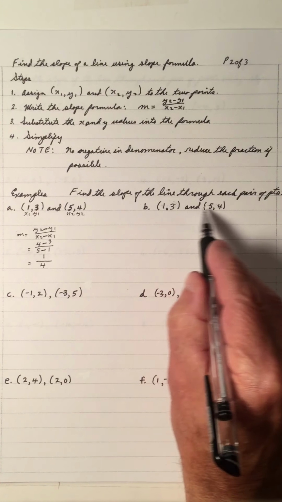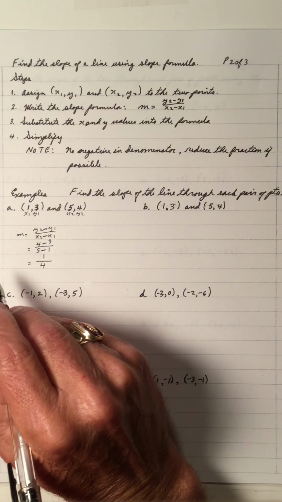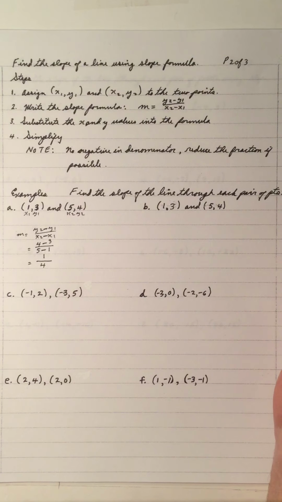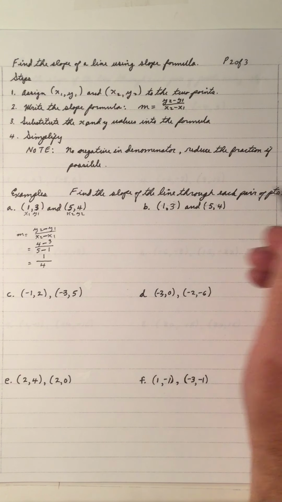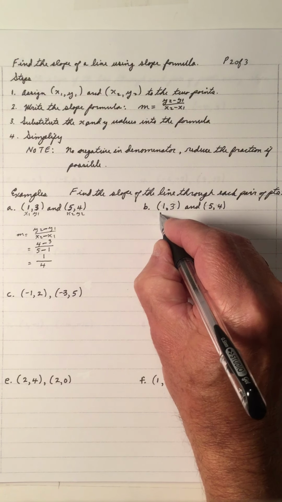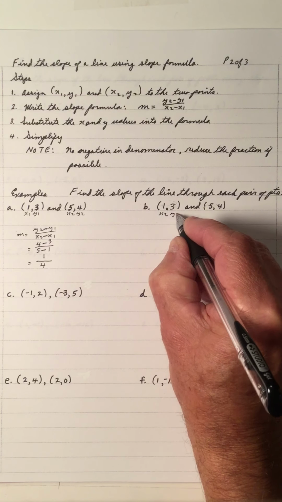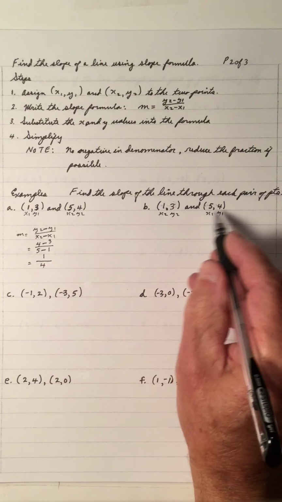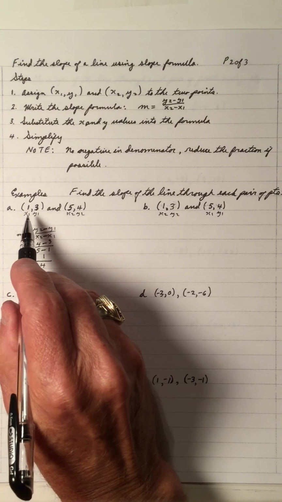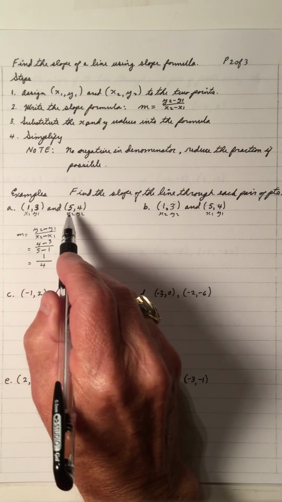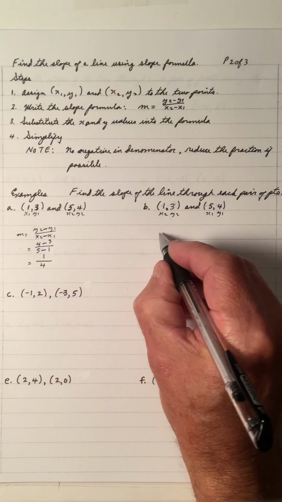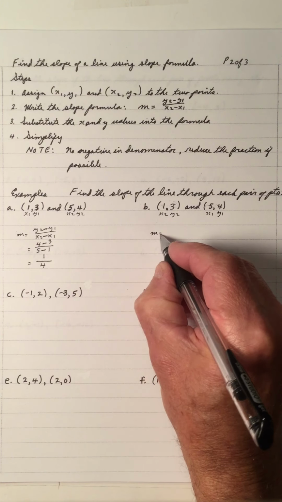Notice that this set of ordered pairs here is the same as this one. Students often ask me, which one should be x1, y1, and which one should be x2, y2? I'm going to rearrange them differently and label them differently. But I always go, this one is x1, y1, that's x2, y2, the first and the second. Keeps it simple. But let's reverse it and see what happens.